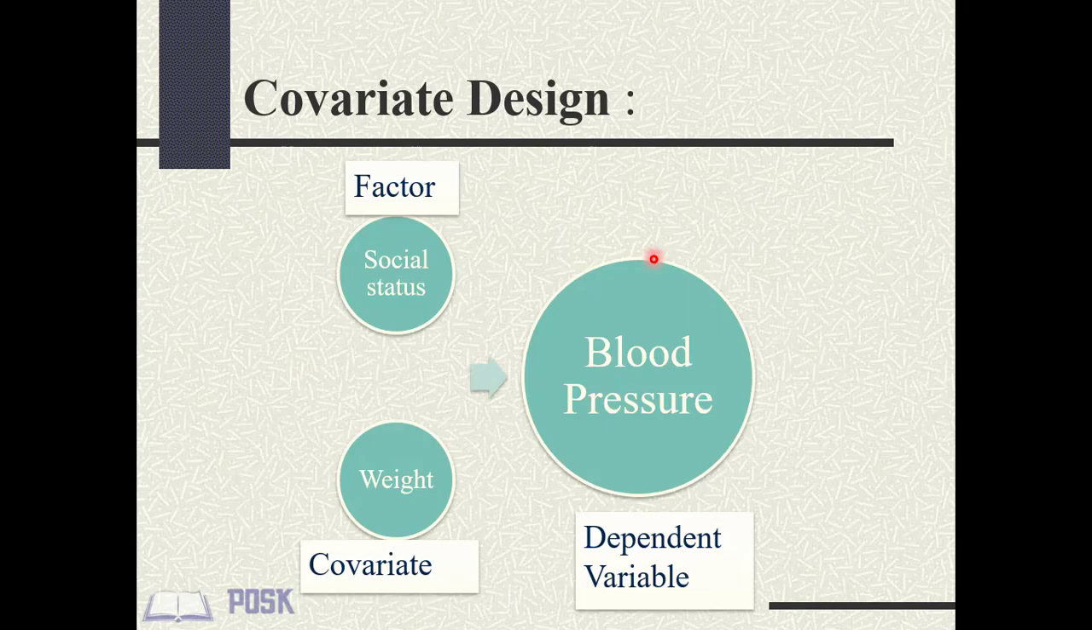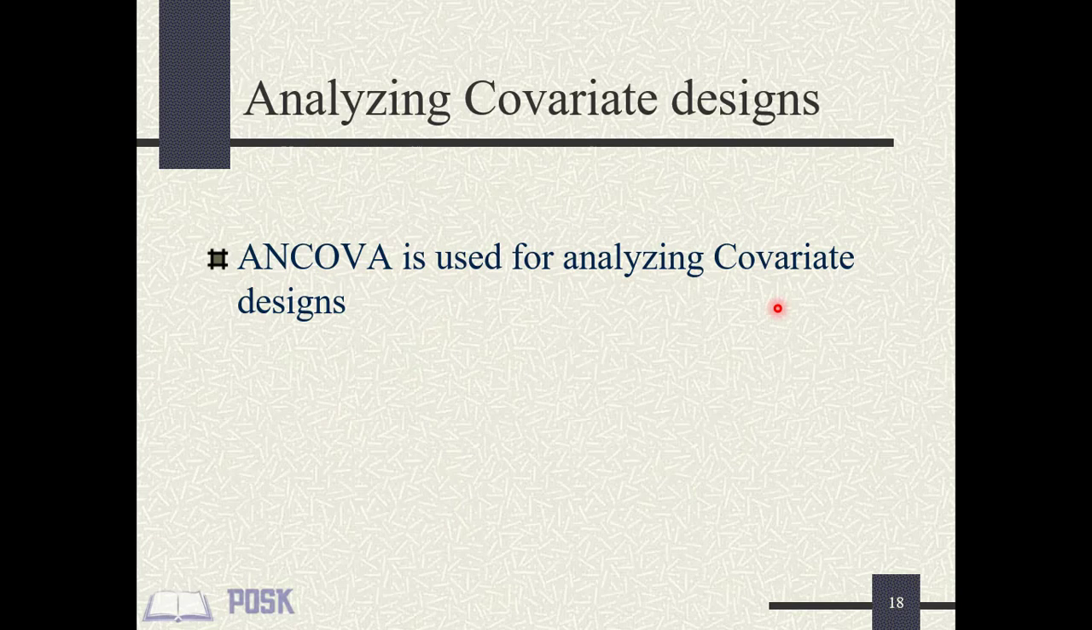For instance, if you are testing a new drug for the treatment of hypertension, you might want to see how social status affects blood pressure. But knowing that the weight of a patient will affect their blood pressure, you can measure the weight of the patients and use the continuous variable as a covariate in the subsequent analysis that will take the weight of the patients into account. So what statistical method do you use for analyzing covariate designs?